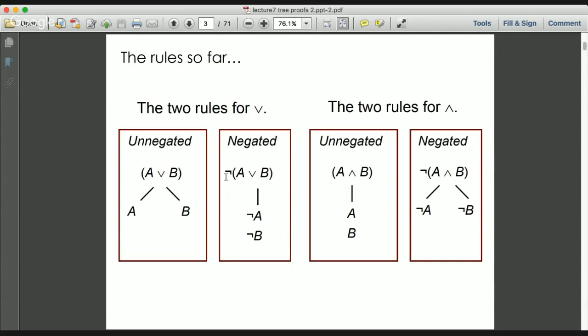So if we've got our negated disjunction, then it's saying it's not A or B. It's neither A nor B. So we know that it's not A and it's not B. So we put both of them underneath the negated disjunction.